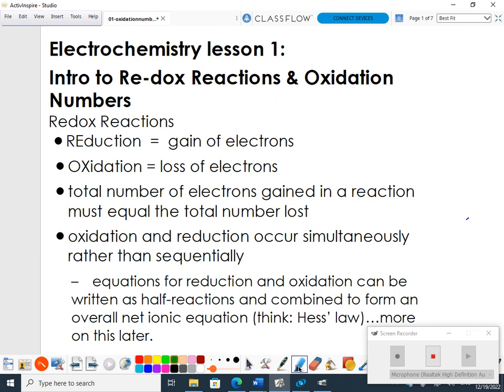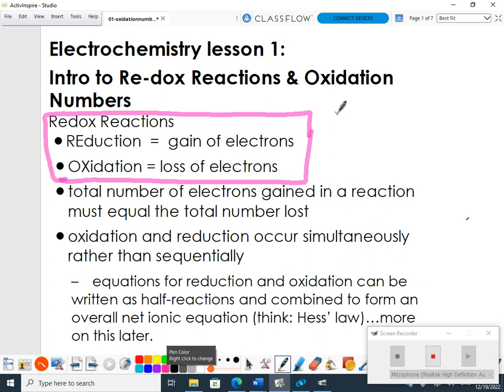Some teachers will use the acronym, I guess, LEO says GER. If something loses electrons, we say that's oxidation. If it gains electrons, we say that's reduction.